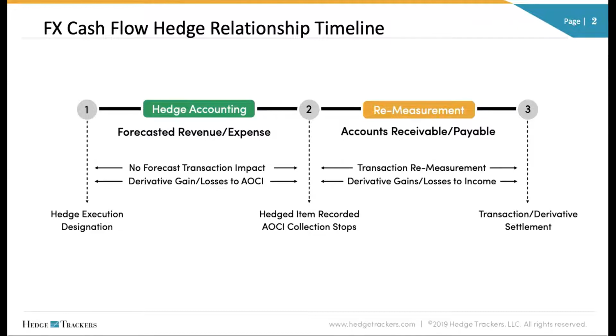So if we start in the first bubble, we're talking about any time period between which the transaction is anticipated to occur, but before it actually is recorded in the company's financial statements. And then from time period 2 to time period 3, the transaction is already listed on the company's balance sheet, and therefore it gets remeasured with gains and losses going directly to income.